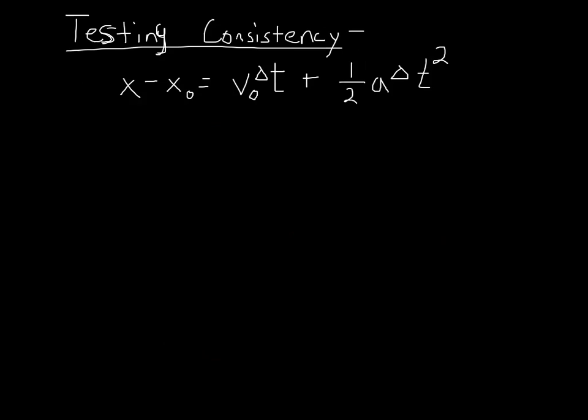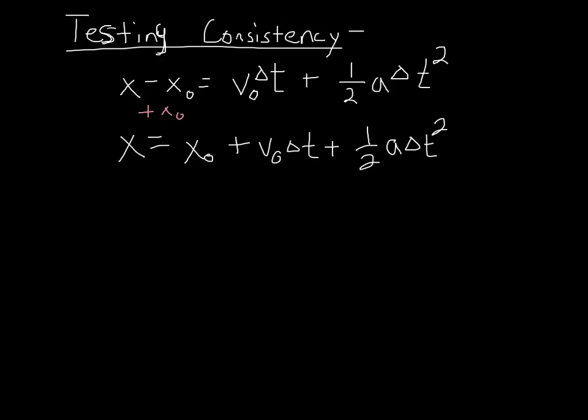Okay, let's test some consistency for all these equations that we've figured out. I'm going to solve this equation for x. So I'm going to say x is equal to x0 plus v0 delta t plus 1/2 a delta t squared. It's just one of my kinematic equations, and all I've done is add the x naught to both sides, plus x0 plus x0, to get this final result.